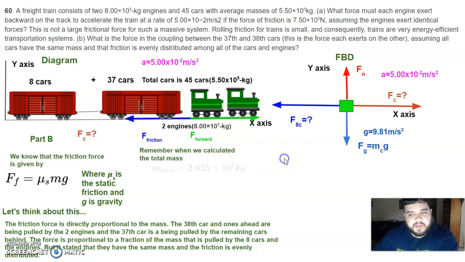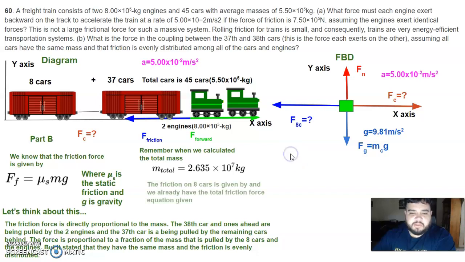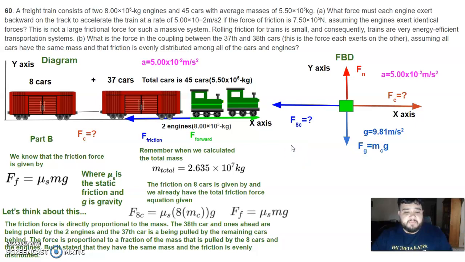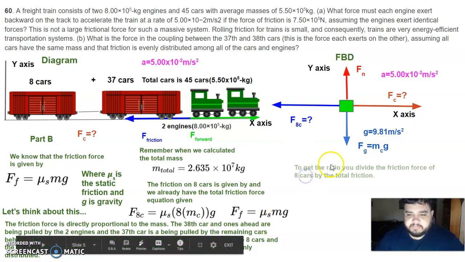And recall that we calculated the total mass in part A, so we know how much it is. So we're just taking the fraction of which the 8 cars are. The friction force on 8 cars is equal to mu static times the mass of 8 cars, instead of just mg, because it's a fractional part of it, and then times gravity. And we know that the total friction force is mu static times mass times gravity in the system.